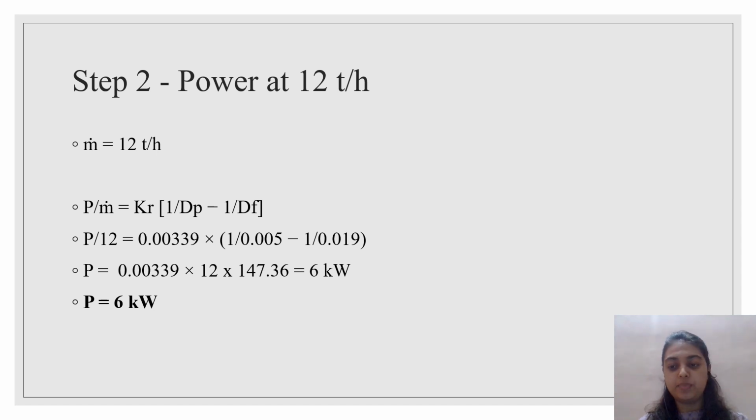So by simple arithmetic calculation you can calculate the power required at 12 ton per hour, and your answer will be 6 kilowatt. I hope this sum is clear and the concept is clear how to calculate the power requirement of any size reduction equipment using these particular laws. Thank you.